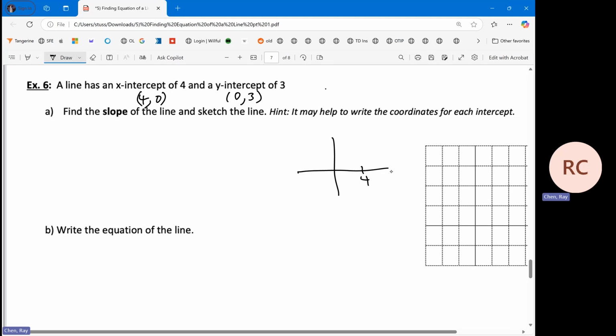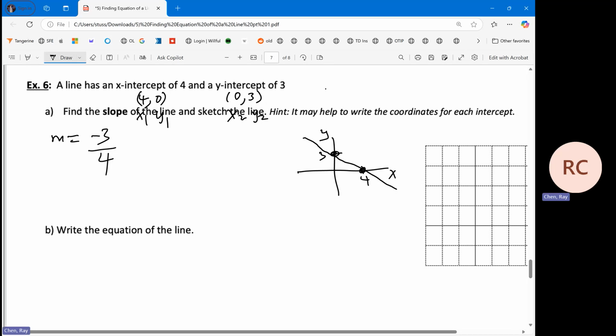4, 0 is over here. 0, 3 is over there. Connect those two dots. We have a falling line. The slope of this line is negative 3/4. Now, don't feel bad if you actually had to plug in the x1, y1, and the x2, y2 to prove it to yourself. But notice, it's actually easier to do visually for this particular question, especially when we give you the x-intercepts and the y-intercepts.